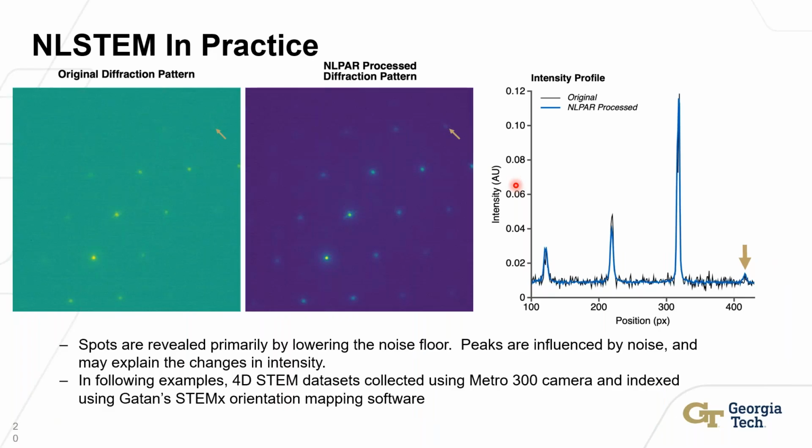All right, so that's some of the theoretical background. I'm going to show just some examples of NL-STEM in practice. I'll say for the remainder of the presentation, all the data we collected, we collected using a Metro 300 camera. So this is a Gatan direct detection camera that gives you a higher signal to noise ratio. It doesn't have some of the noise levels that you see in CMOS or CCD indirect detection technology. And all the orientation mapping is done with Gatan STEMx orientation mapping capabilities.